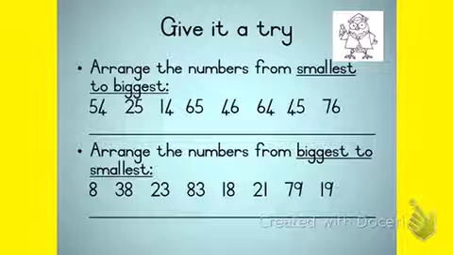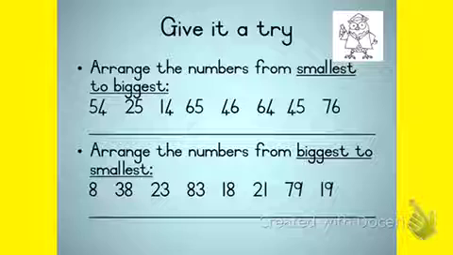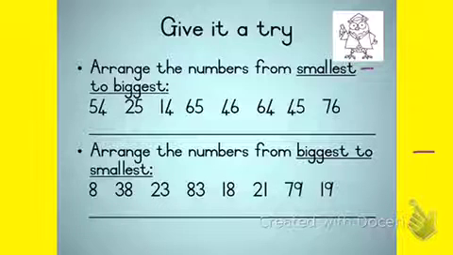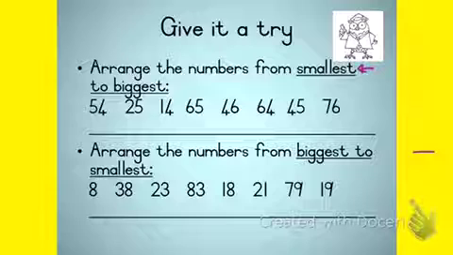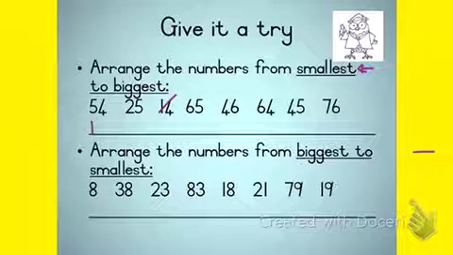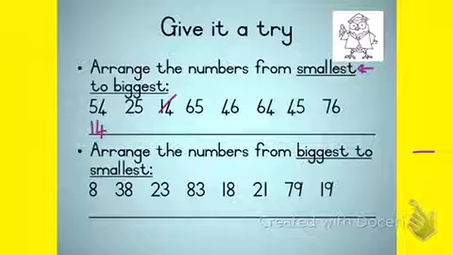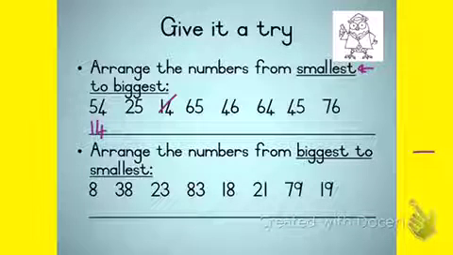Sometimes we read too quickly, and then instead of arranging it from smallest to biggest like they ask us, we do it the other way around. So here it says arrange the numbers from smallest to biggest. Okay, so I'm going to go have a look at my numbers. What is the smallest number here? Number 14, right? Write it down and cross it out so I know I can't use it again.